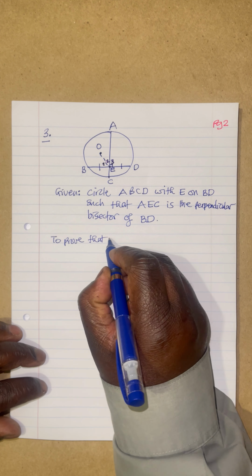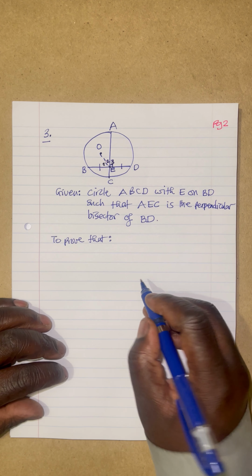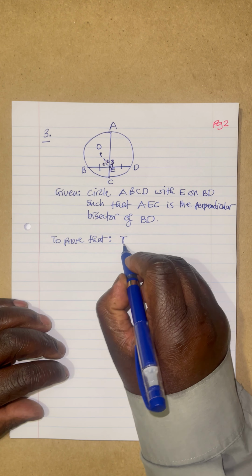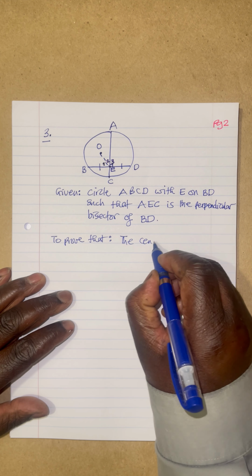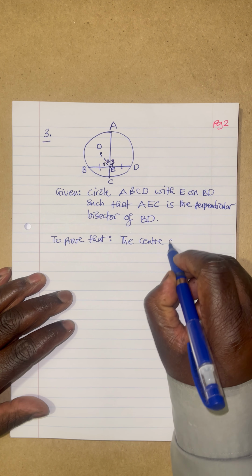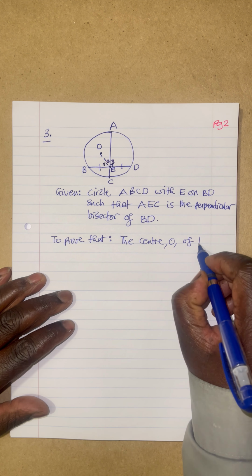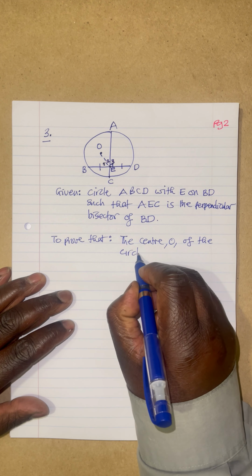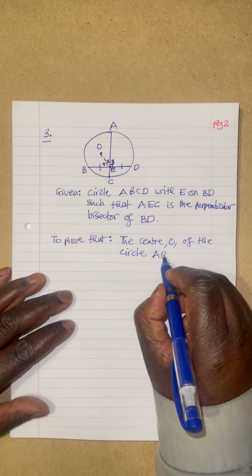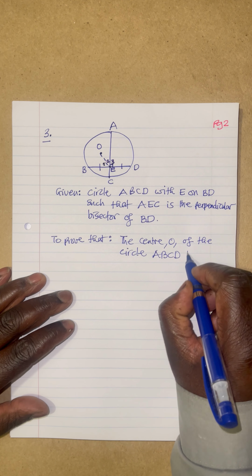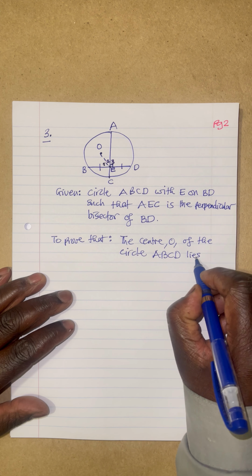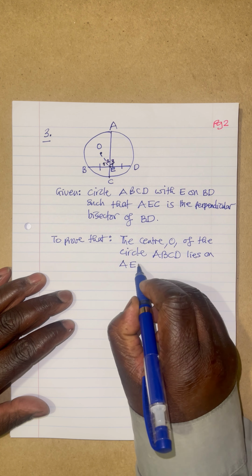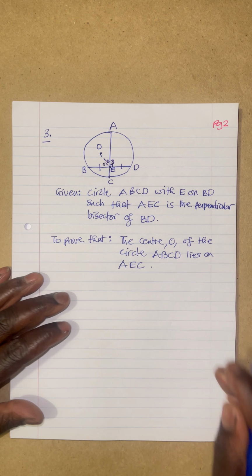To prove that, or required to prove, what are we required to prove? We are required to prove that O, the center of the circle A, B, C, D lies on A, E, C. This is what we're required to prove.